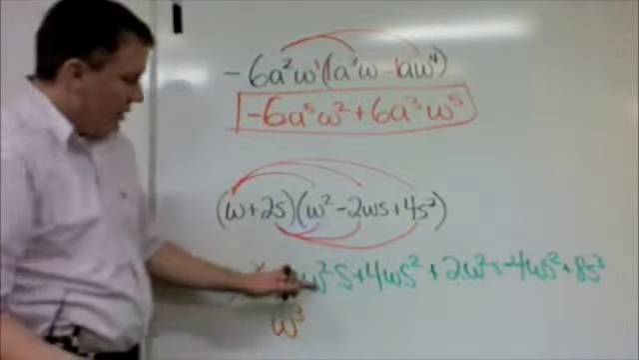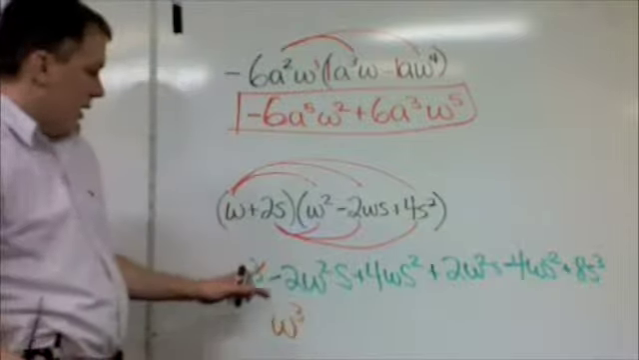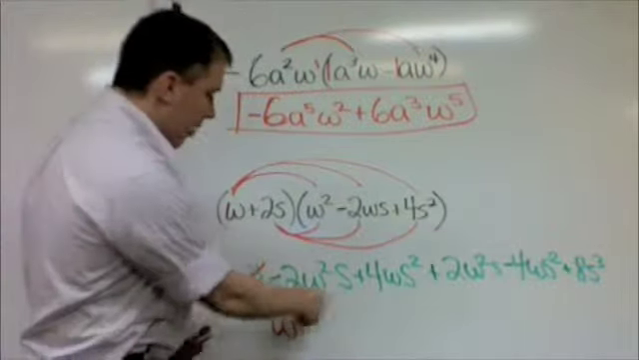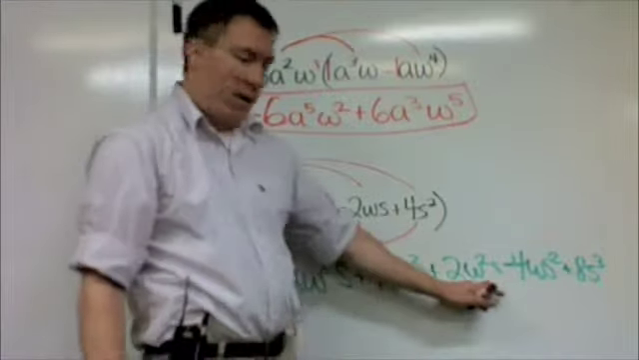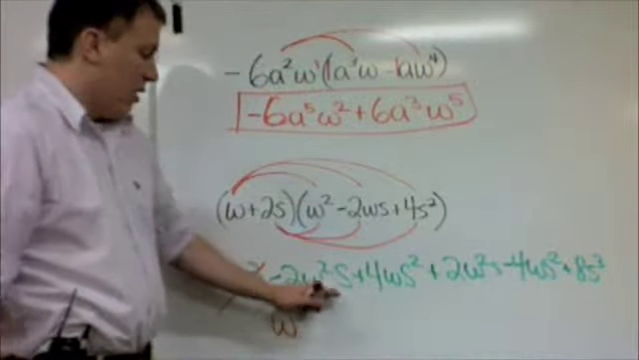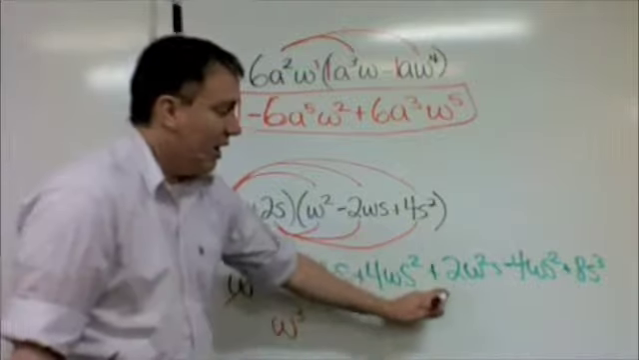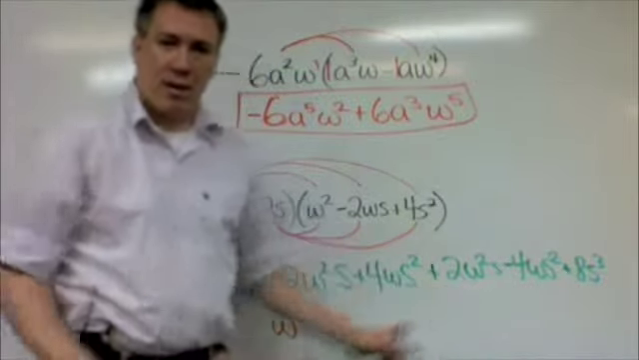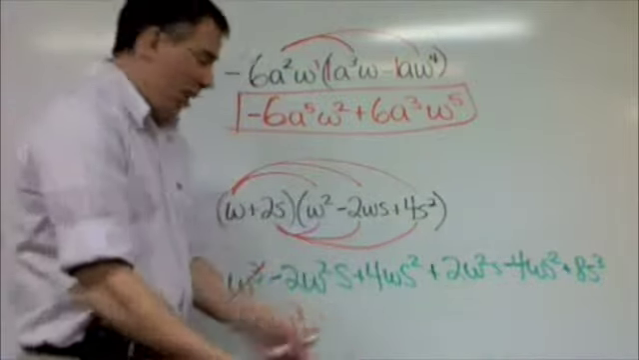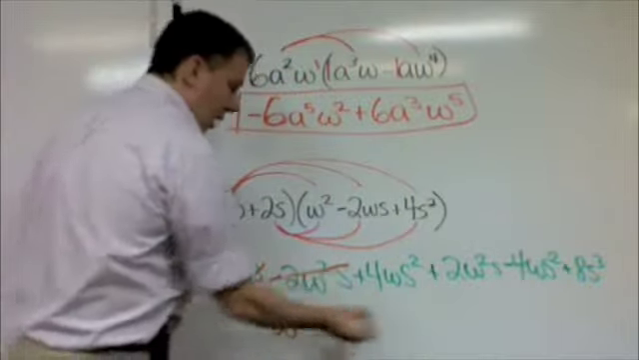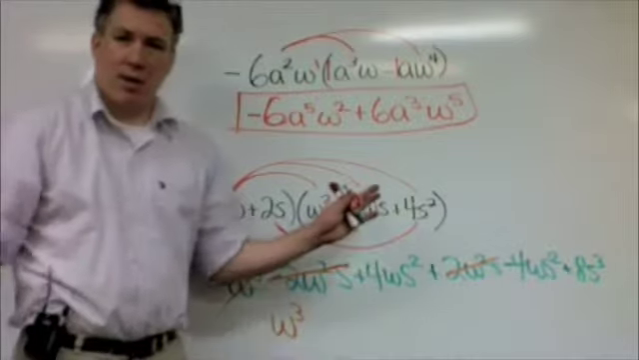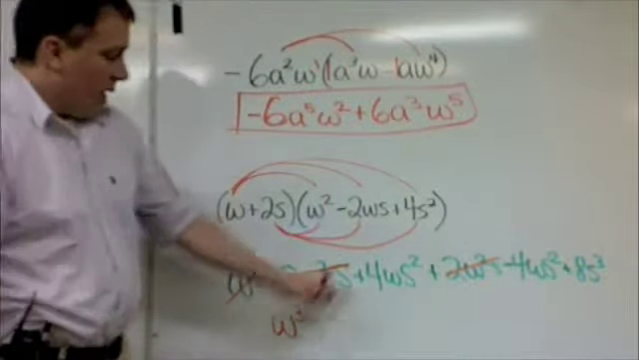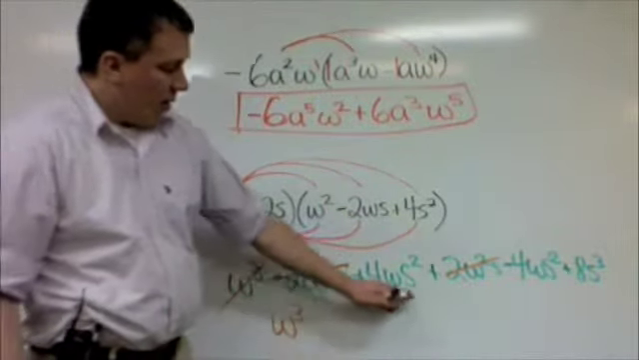Okay, so minus 2W squared S. Is there any other place where I have a W squared S? And as I look, WS squared, that's not the same. Oh, W squared S. So minus 2W squared S plus 2W squared S. Minus 2 plus 2 is 0. These actually cancel each other out. I don't even have to write anything. They're gone. Minus 2 plus 2 is 0. It's gone.